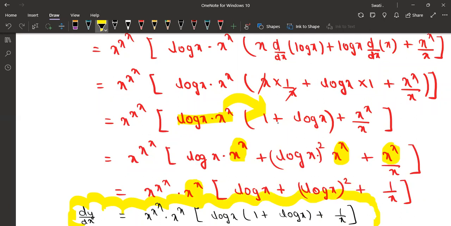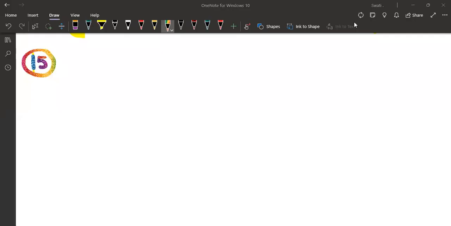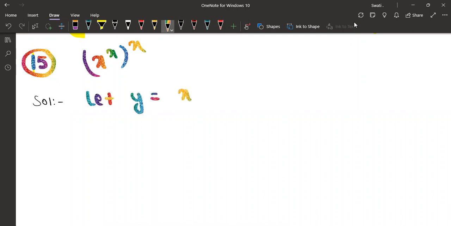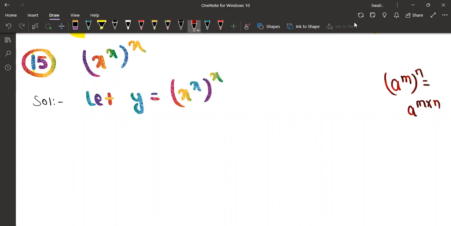All right, now we can move to our last question for the day. So our last question is we have to differentiate x raised to x, right? So this is our question. Now to solve this, the very first thing, of course, we will take this as let y is equal to x raised to x, right? There is a property of exponent that we use, that is a raised to m raised to n is same as a raised to m into n, right? So using this property, it will become y is equal to x raised to x into x, which is x squared, right?